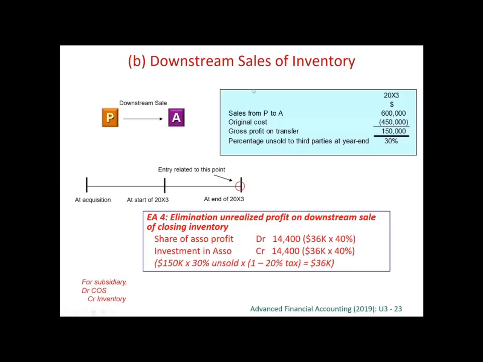Even though this is a current year intercompany transfer, if this is a subsidiary, you need to debit sales and credit cost of sales. This is not a subsidiary. We don't need to debit and credit the same account, so no need to eliminate sales and cost of sales for an associate. Actually, you don't consolidate the sales and cost of sales of an associate, therefore nothing for you to adjust.